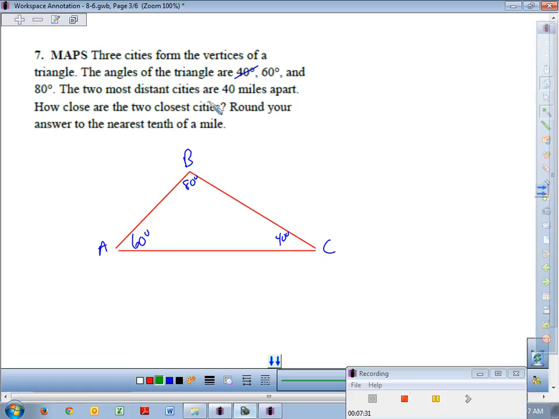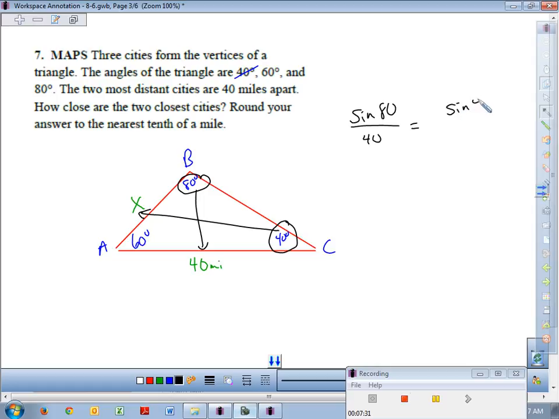It says the 2 most distant cities are 40 miles apart. Well, you know, out of between A and B, B and C, and A and C, which ones are the farthest apart, because they're across from the largest angle. 80 degrees is the largest angle, so 40 miles goes between those 2 cities. A and C are the farthest apart. How close are the 2 closest cities? Well, that would be from A to B, because that's the smallest angle, so they want that to be x. Since we only know one side length, we will use the law of sines that says the sine of 80 over 40 will be proportional to these 2 brothers, the sine of 40 over x.